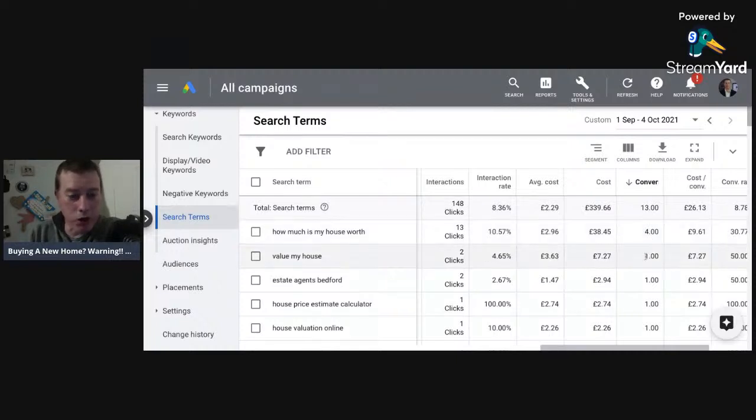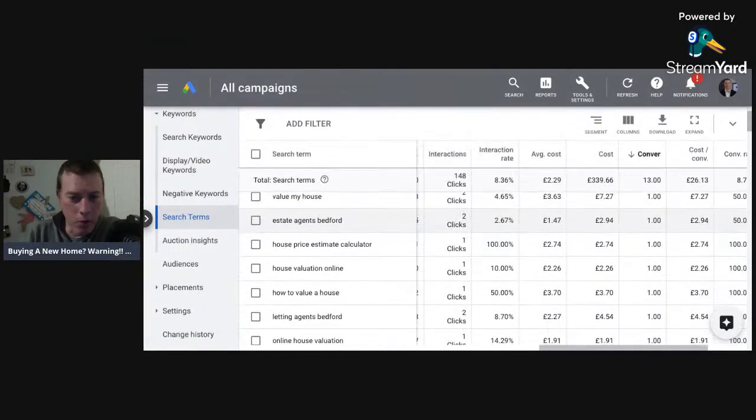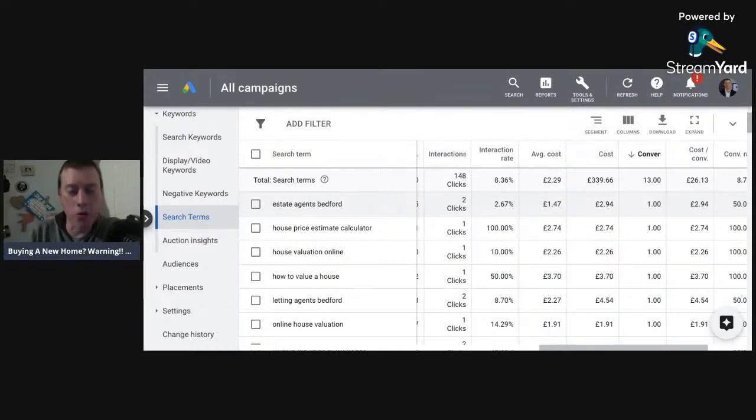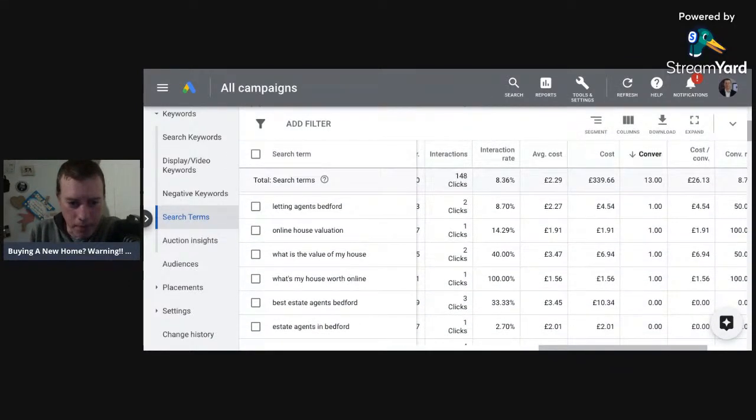Same again, same journey. Someone Googles 'value my house'. We then show them an ad that says get your house valued, free of charge, instant valuation. 'Estate agent Bedford', 1 valuation. 'House price estimate calculator', 1 conversion. What we do is look for words that we don't get conversions for, but we get clicks. For instance here, 'best estate agents Bedford'.